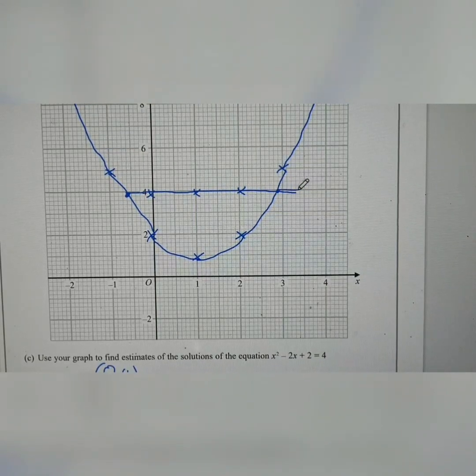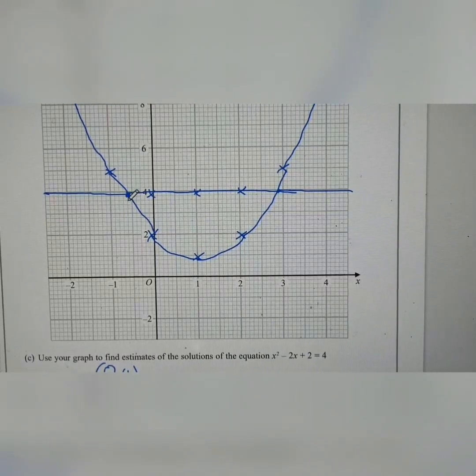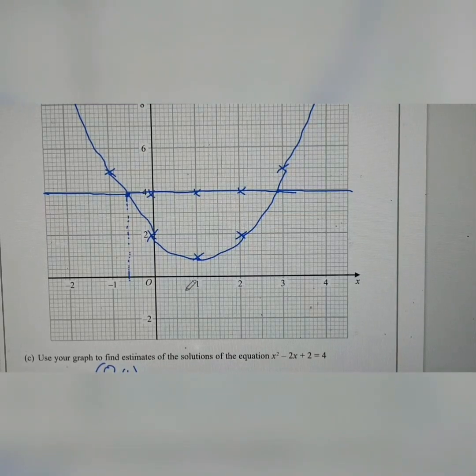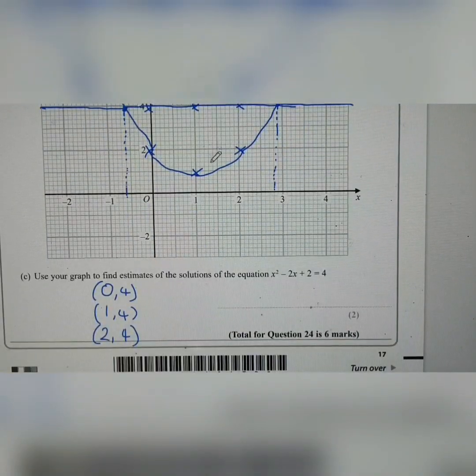So it's going to be an estimate, because it's a curve, that's why it's an estimate. So if you can see here, x is minus 0.6 there. And x is also 2.8, 2.9. So you would have a range of values in the mark scheme that you can have. So I said x is minus 0.6 and x is 2.9. So those are your two solutions.